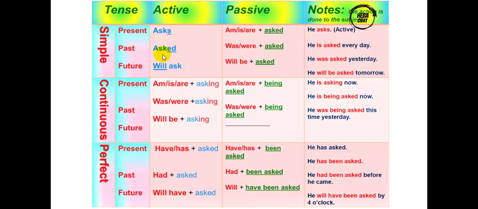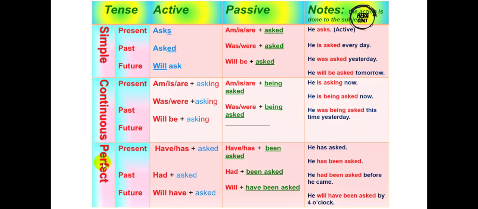If it's in the simple past, asked, then I use the simple past of verb to be, then I add the participle, was or were plus asked. He was asked. If it's in the future, will ask, I add will, there's no change with will, then I add just be, the infinitive form of be, will be, then I add the participle. He will be asked. Now let's look at the perfect tense. If it's present perfect, have or has plus asked, have or has stay the same, but then I add verb to be. In which form? Been, the participle of be. Then I add the participle of asked. So it becomes he has been asked.